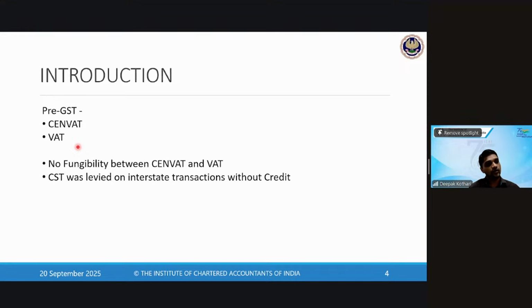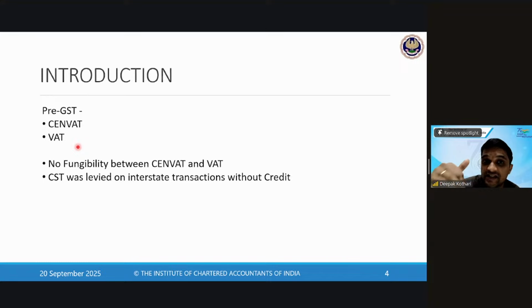Now, I procured something which I'm purchasing from interstate. So what will the supplier charge me? The supplier charges me CST, called central sales tax, because on interstate sale of goods, central sales tax was paid, and when I sell it within the state, VAT was charged. So when I purchase interstate, CST was charged. Now I should get the credit of it, but before GST that was not available.